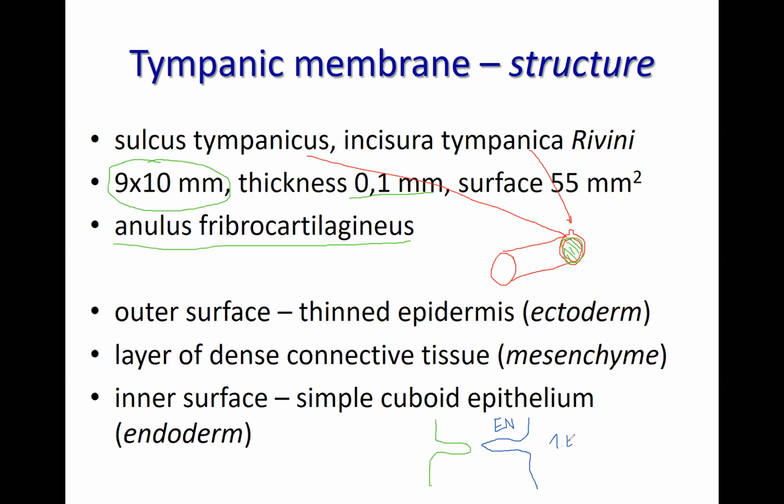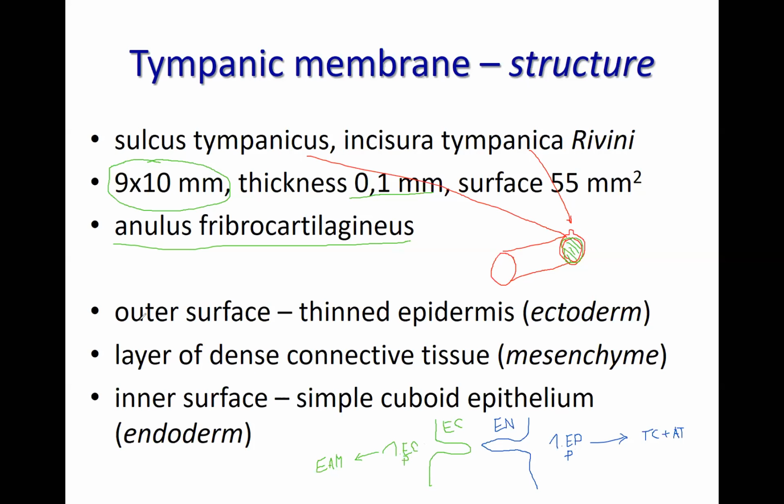And it then forms the tympanic cavity. And of course, auditory tube. And externally, it's ectoderm. So we call it first ectodermal cleft or pharyngeal cleft. And here, pharyngeal pouch. And then the cleft produces external acoustic meatus.